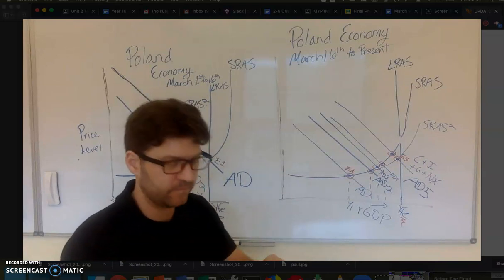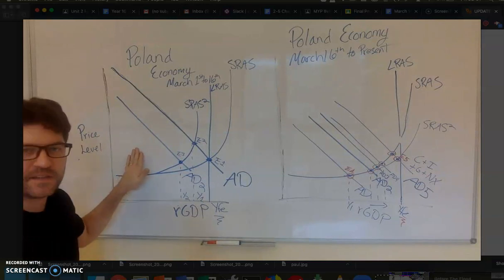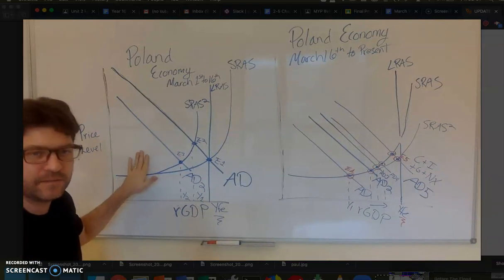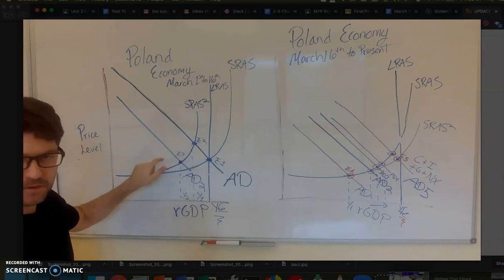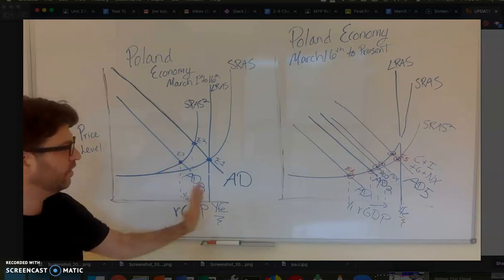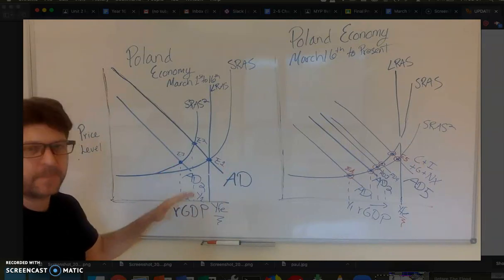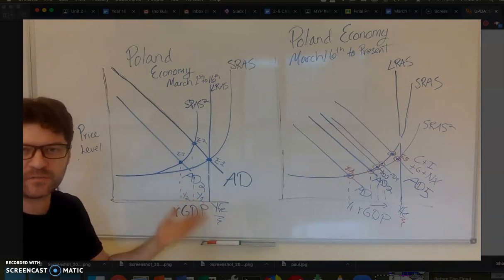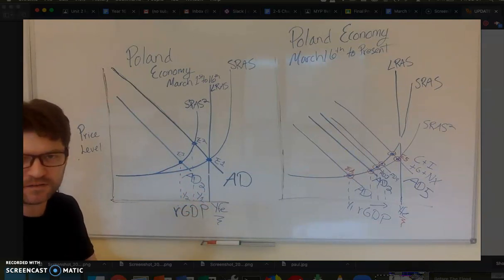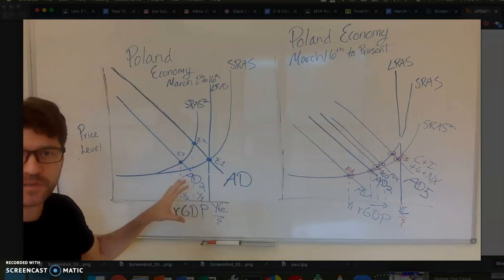So to recap, initially what we see in this market is AD falling, SRAS falling, so our equilibrium is going 1, 2, 3. What does it tell us? GDP is going down, unemployment is rising, and generally in the economy we're going to see malaise. Animal spirits will be low, people aren't going to feel confident. So they're not going to correct the economy. They're not going to start spending again immediately.